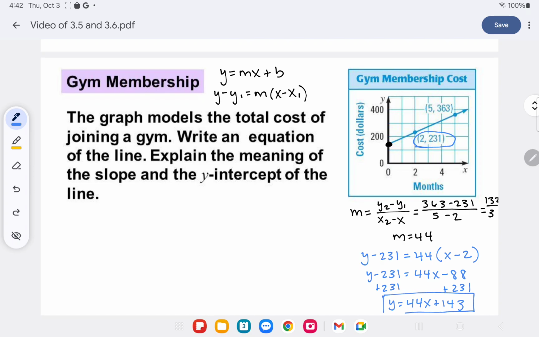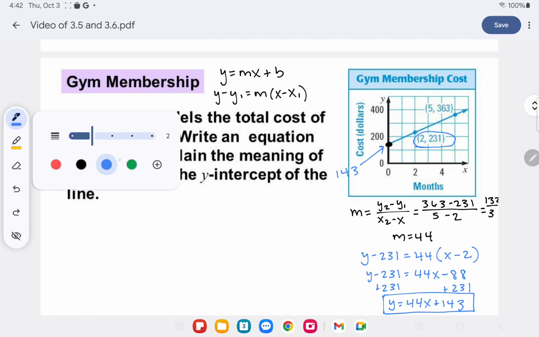And so we have a slope of 44 and our y-intercept of 143. So it's a good thing I did that, or I would not have known what that y-intercept was. I probably would not have guessed 143, maybe 150, but not 143. So with our equation, we can now interpret the meaning of the slope and the y-intercept.